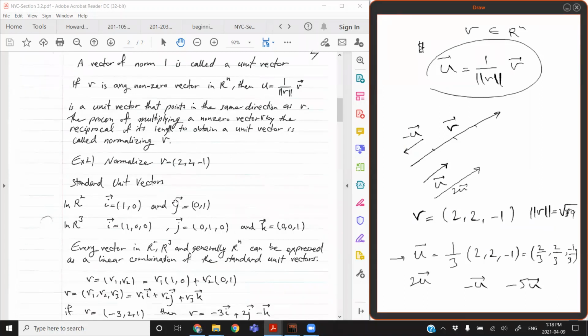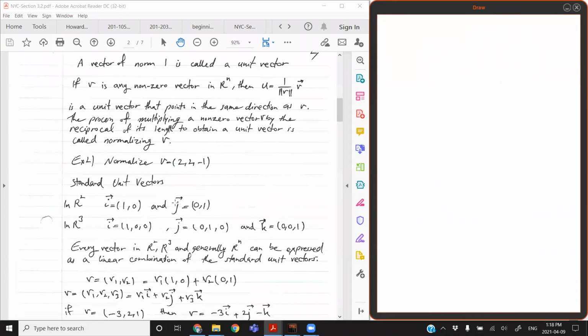Okay, so what are standard unit vectors? In R2, there are 2 standard unit vectors. We call them i and j. i is the vector 1, 0, and j is the vector 0, 1.